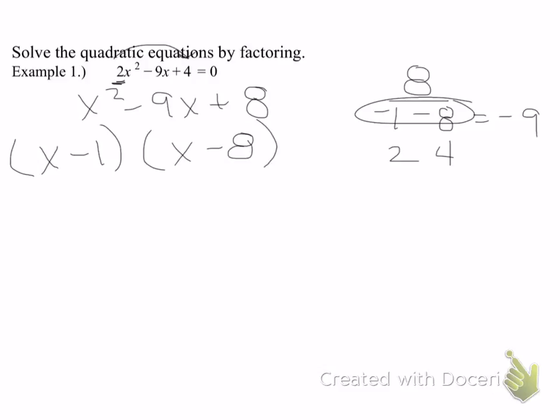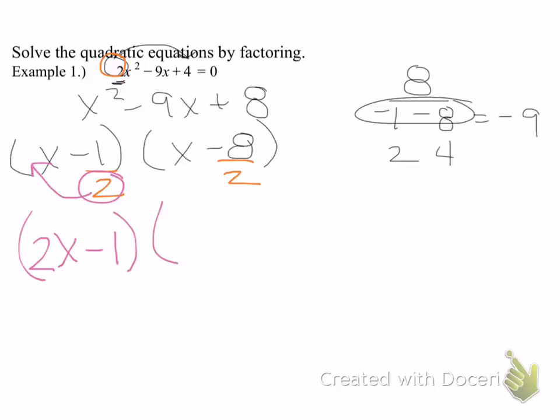Now I need to divide by the number that I multiplied by. So I multiplied by 2, so let's divide each of these by 2. Well, 1/2 does not simplify, so I need to move that number on the denominator to the front. So I've got 2x minus 1. And then 8 divided by 2 gets me 4, so I have x minus 4. That's my answer. All right, another one.